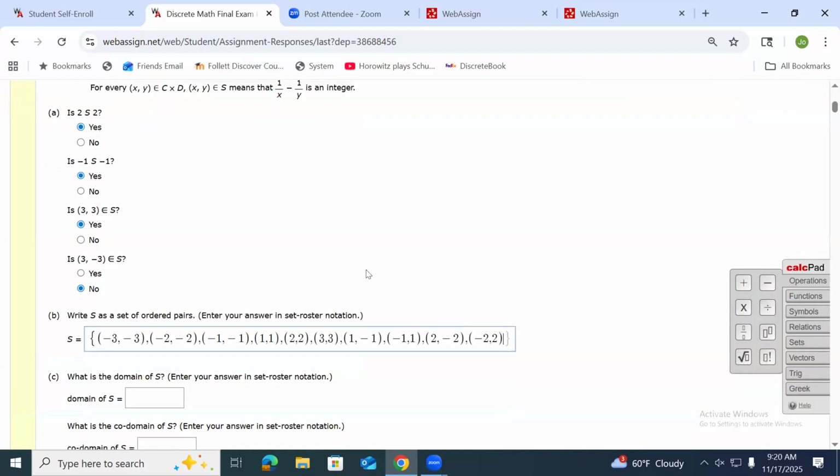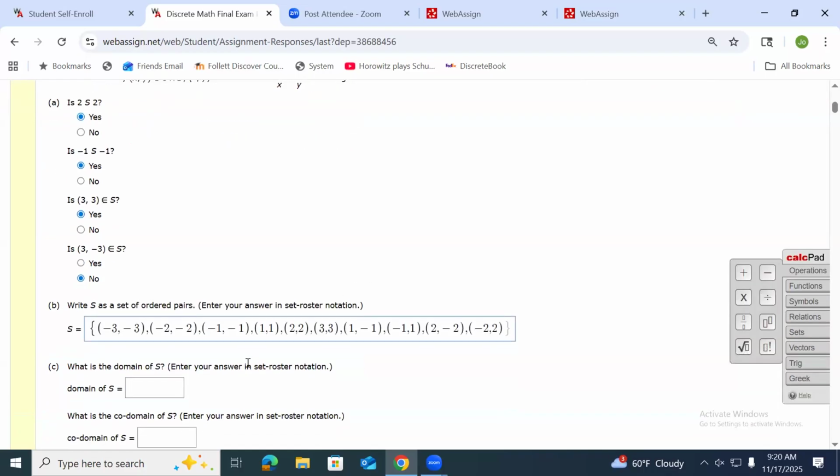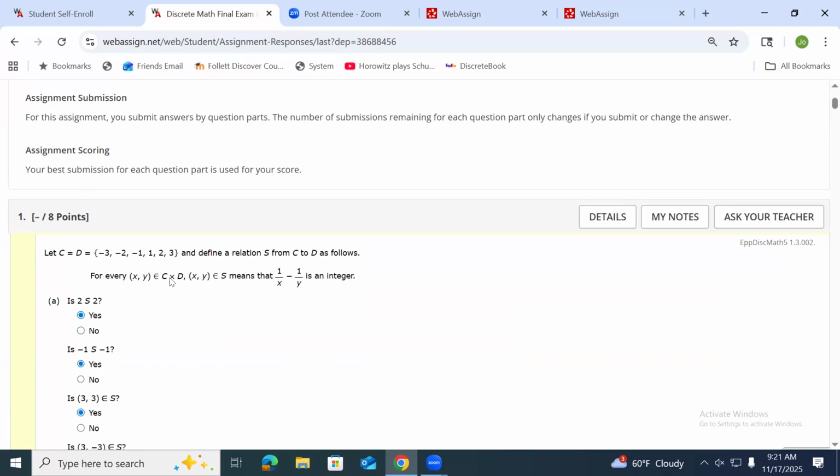But other than that, I can't think of anything else. I could be missing something. Can any of you think of anything else where 1 over x minus 1 over y would be an integer, starting with the numbers -3 through 3?